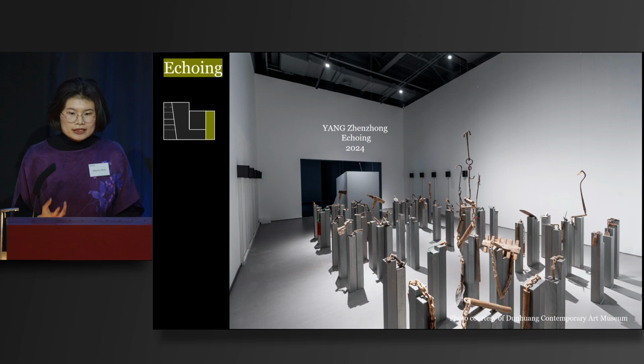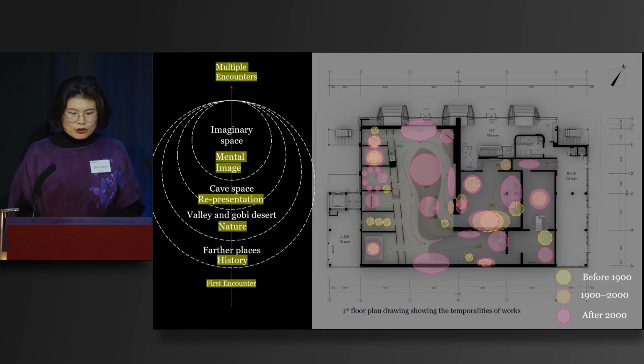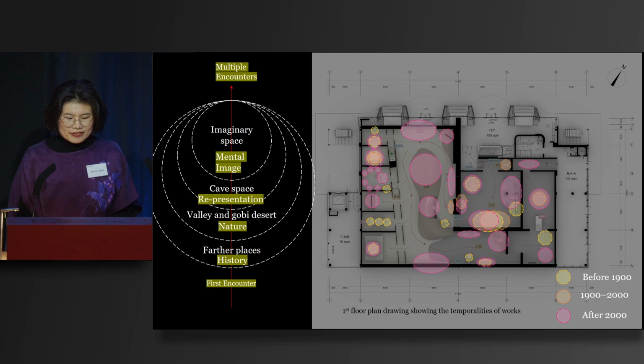And then following that would be the first artist in residency, Yang Zhenzhong's echoing series, being a part of the entire academic program of the art museum. And even outside on the campus, we have an art installation, the light installation by Zhenjing Lush, to show the locality and its interaction with the campus. So through this narrative, from the first encounter, through these multi-layered spaces, we reach multiple encounters with Dunhuang from very different aspects. And this field is also created by the juxtaposition, mingling, and dialogue between artworks from different periods.